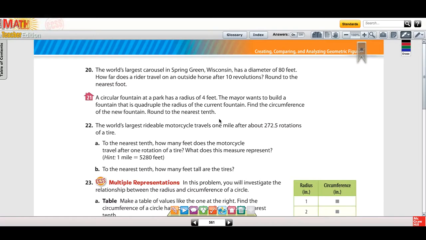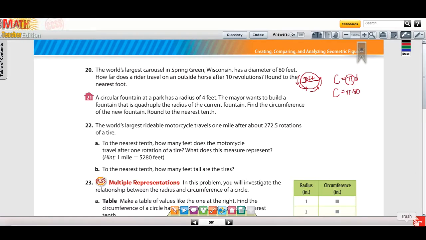So for number 20, we're going to start by drawing a picture of a circle representing our carousel. So we have a carousel that has a diameter of 80 feet, and it's asking how far a rider travels on the outside after 10 revolutions. So if we're talking about the distance around the outside, we're talking about circumference. So draw a picture of the circle and the diameter, and then write the formula. Circumference equals pi times diameter. And if it doesn't tell you to use 3.14 for pi, then go ahead and just use the pi key on your calculator. So that's going to be circumference equals pi times 80.